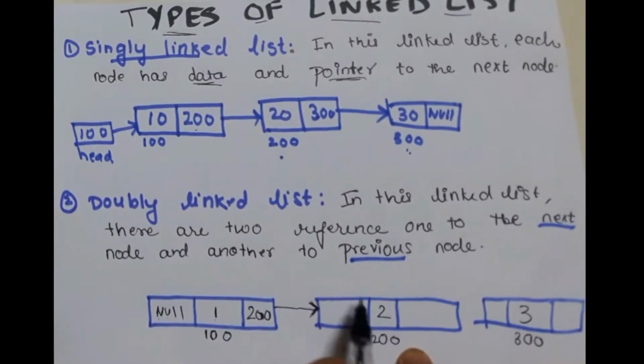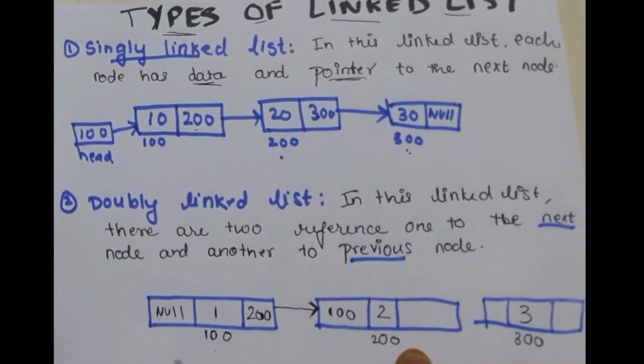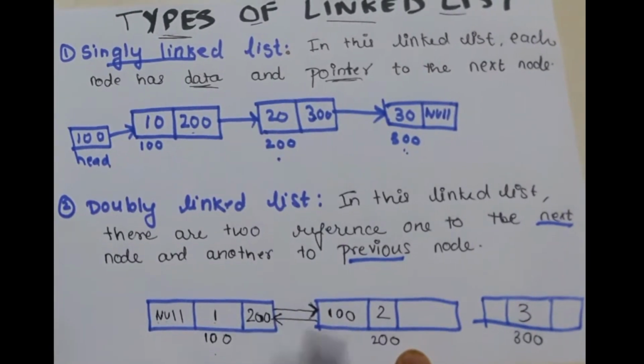Now the address field of this node will consist of the address of the previous node. Previous node is 1, address of that node is 100. So here it will be 100. So now this node will point to the first node like this. Okay.